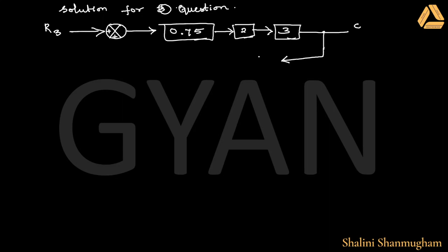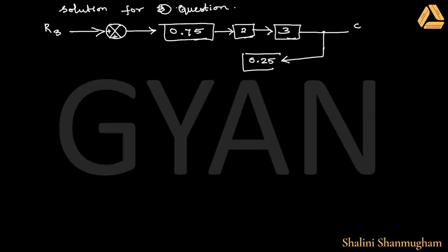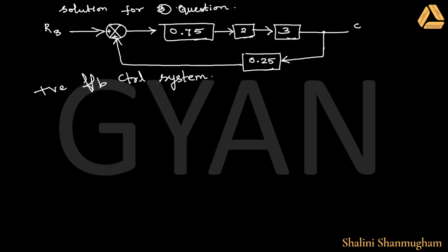And 1 by 4 can be written as 0.25. This is H of S, and this is of the form of a positive feedback control system, since if you look at this summation here, the plus symbol is there. Those in cascade connections can be multiplied. So the transfer function can be written as C by R3, which is nothing but G of S by 1 minus G of S H of S, or simply G by 1 minus GH.